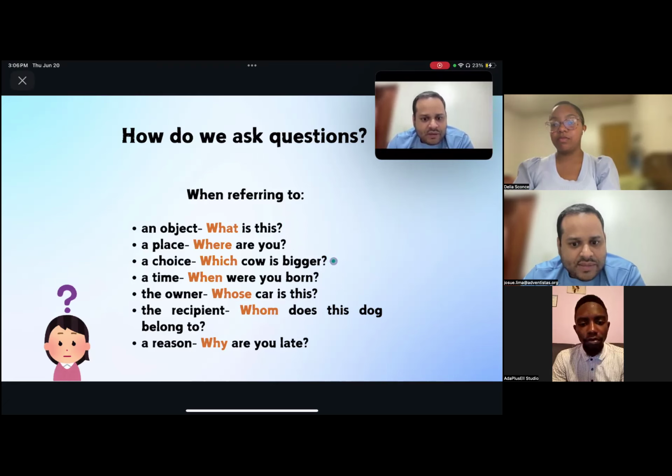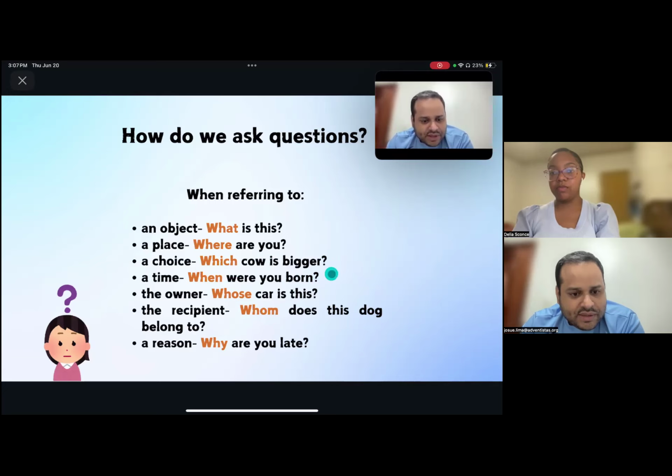Which cow is bigger? Qual vaca é maior? Which? Which cow is bigger? Então, qual vaca é maior? Big, vocês lembram que é grande, né? Mas quando tem um ER no final, fica bigger, maior. Quando você tem questão de tempo. Quando você nasceu? When? Quando você nasceu? Born. Nasceu.